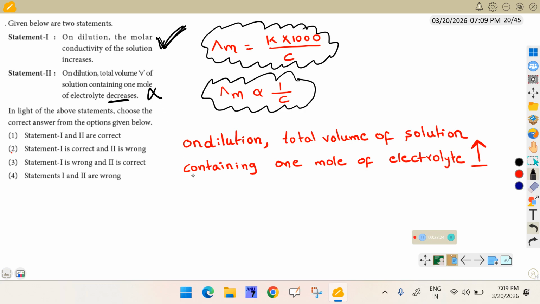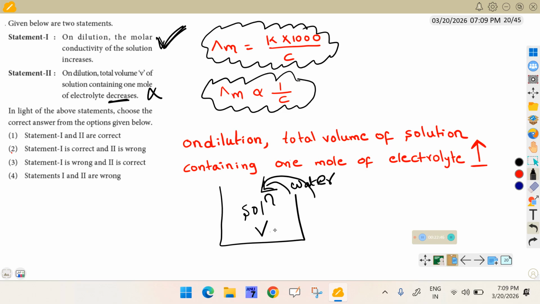Next, on dilution, total volume V of the solution containing 1 mole of electrolyte decreases. This is wrong because the solution is diluted. Solution is diluted means you are adding some amount of water. Solution initial volume is V. You are adding some amount of solvent, the solvent volume is taken as 1. Initial volume is V, then final volume is V plus 1. So that's the reason statement 2 is wrong. Correct option, second option.